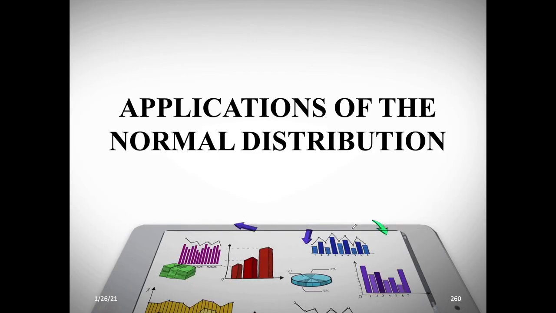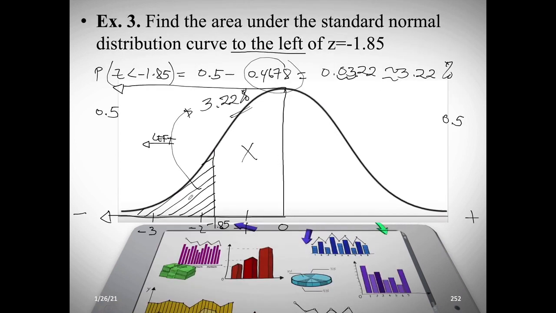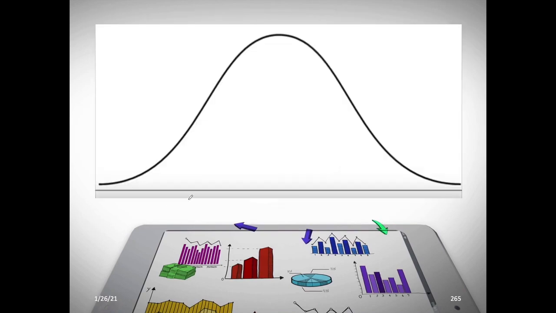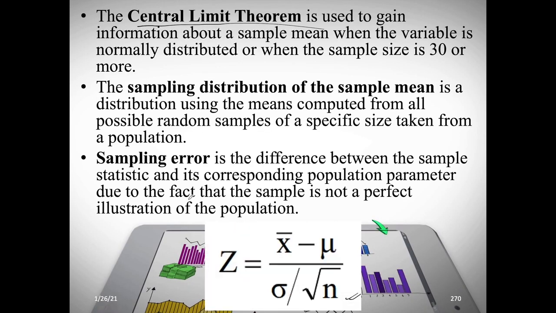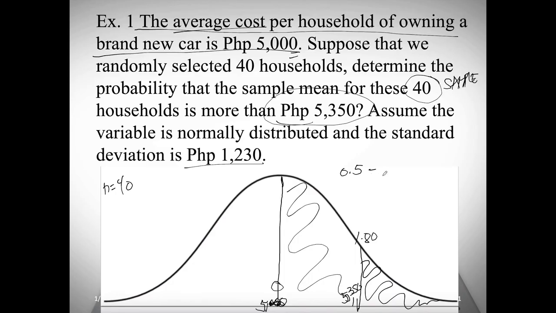So, 1.80, 0 hanggang 1.80. Let's go back to our table. Layo na natin, anyway, matapos na tayo, malapit na. So, we have yung 1.80. Ayun, 0.4641. So, 0.5 minus 0.4641. This is equivalent to 0.0359. Therefore, in percentage, 3.59%. Ito po yung katumbas neto.